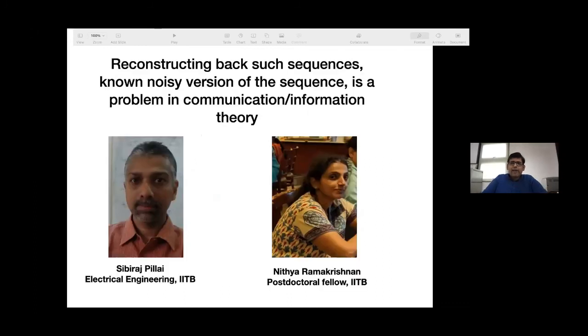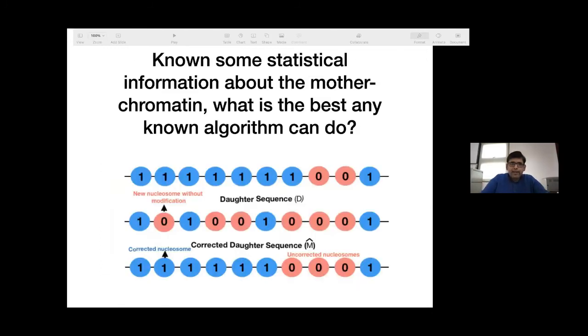Reconstructing sequences from a noisy version of the sequence is a well-known problem in communication theory or information theory. So I collaborated with my colleague in the electrical engineering department, Shibiraj Pillai, and Nitya, who is a postdoc working with me and Shibi, on this work. What we did is use some algorithms known in communication theory to reconstruct this information back, given some statistical information about the mother chromatin. There are a bunch of algorithms, and what the best known algorithm can do is the question we asked.